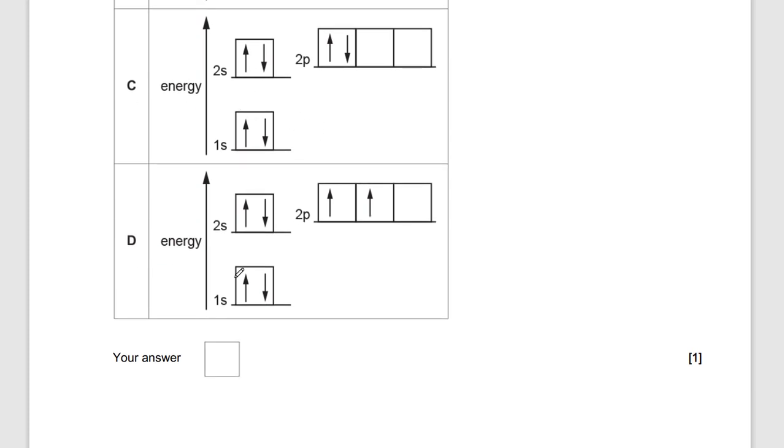The only difference between C and D, okay, they filled the 1s and 2s correctly, so that's fine. The only difference is the arrangement in the 2p. In the first one, they've paired them together. In the second one, they've separated them. Hopefully, you should know, based on the order of electron filling, that you have to fill them separately first. So the answer cannot be C, and the answer is D. So there you go. Nice and straightforward.